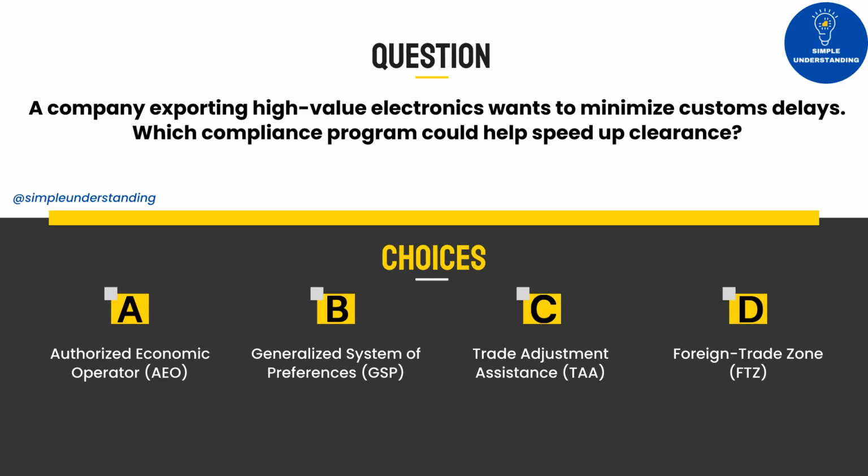6. A company exporting high-value electronics wants to minimize customs delays. Which compliance program could help speed up clearance? A. Authorized Economic Operator, AEO. B. Generalized System of Preferences, GSP. C. Trade Adjustment Assistance, TAA. D. Foreign Trade Zone, FTZ.